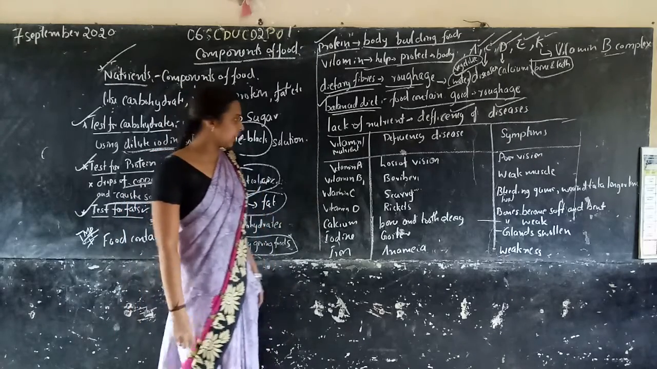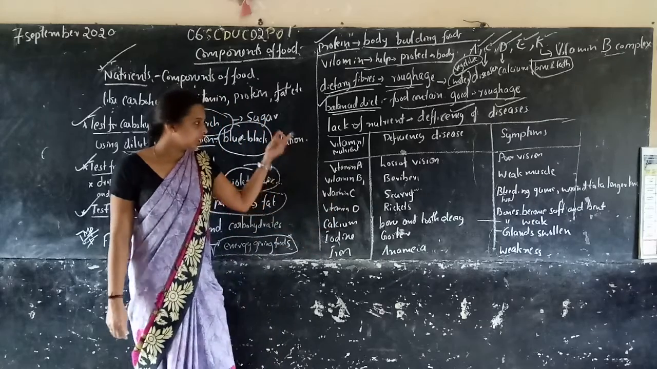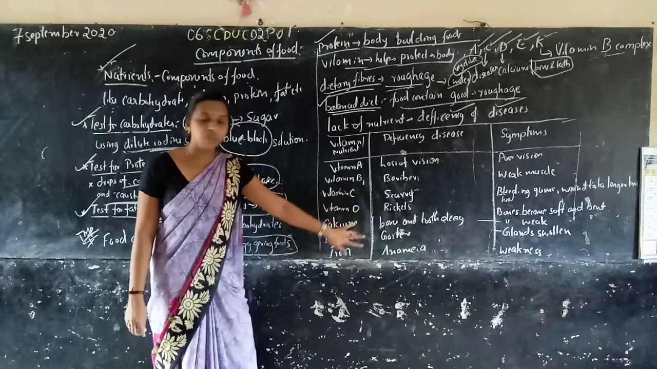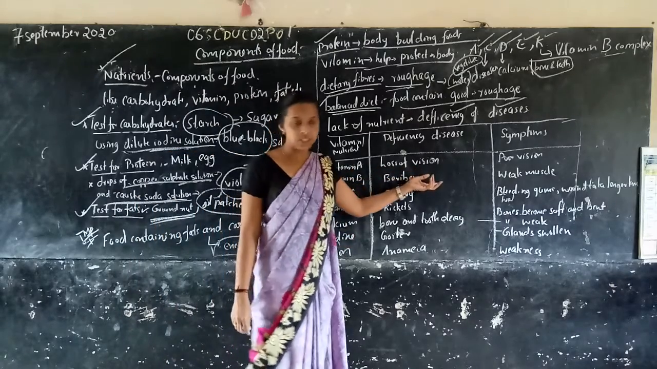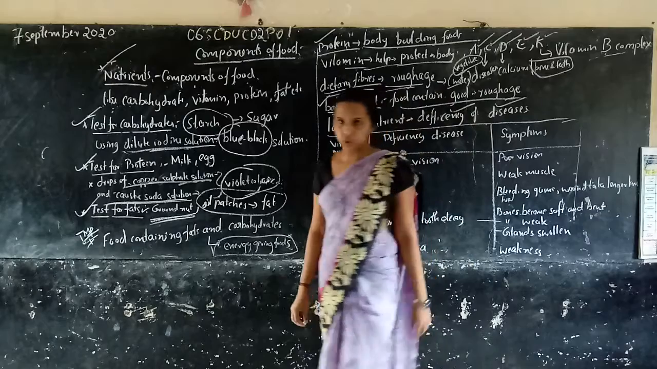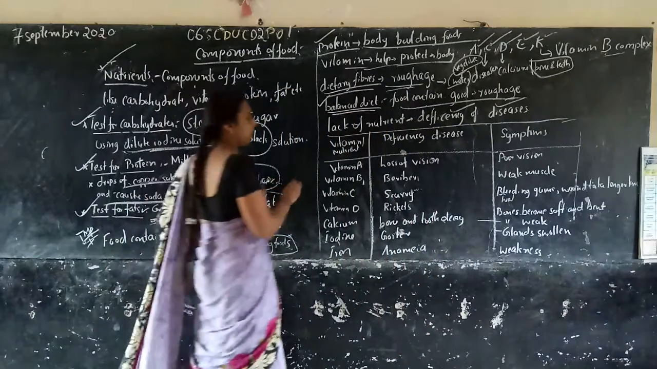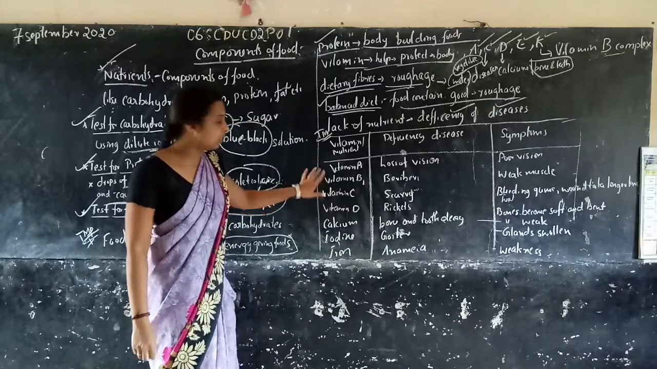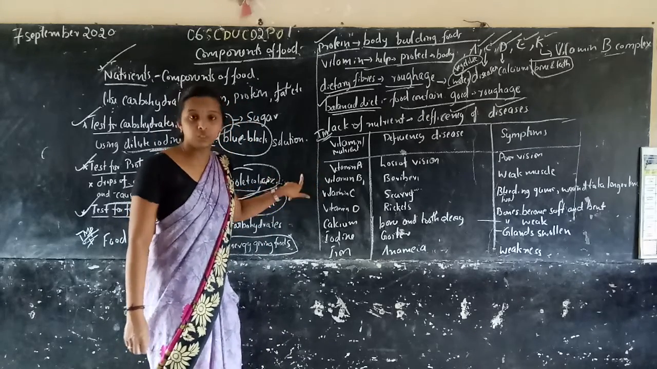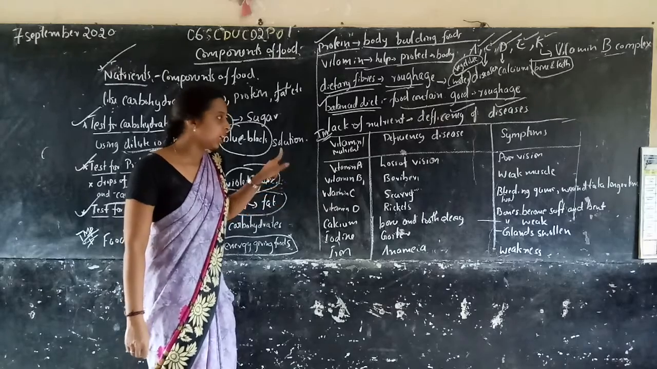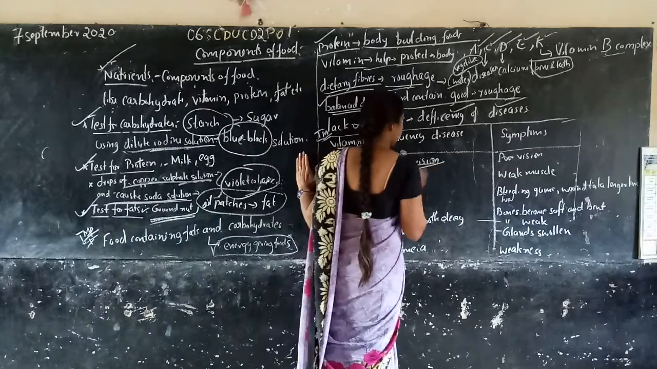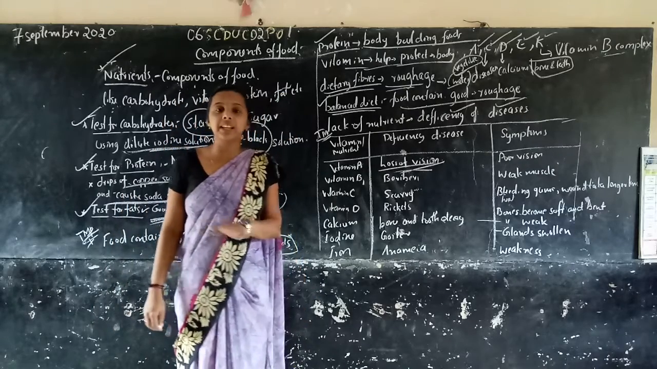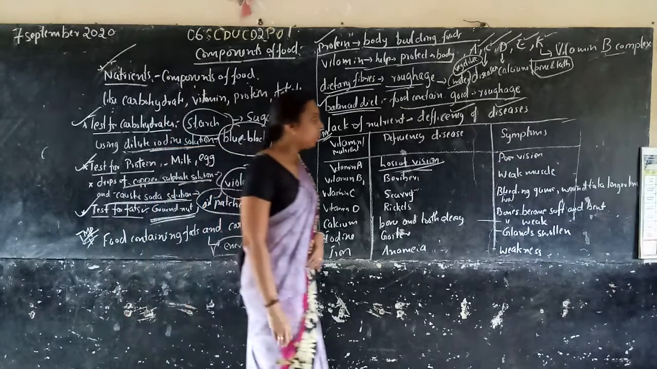Okay. So next we study the vitamins. Here the vitamins are nutrients. What happens in deficiency diseases? If there is a deficiency of a vitamin, which disease takes place? What are the symptoms? This is very important. First one is vitamin A. If there is a vitamin A deficiency in our body, there will be a loss of vision. Loss of vision means we can't see anything. Blindness will occur.